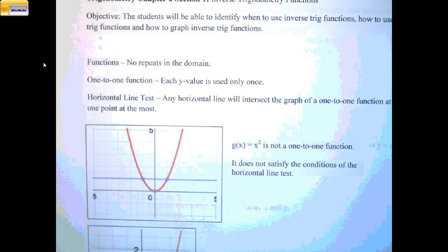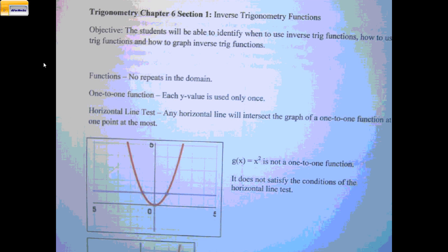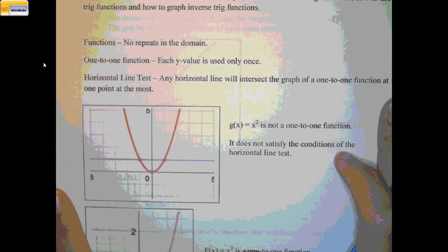You don't have to memorize the half angle identity. I would be very familiar with those double angle identities though. Alrighty, so today's notes. Chapter 6, Section 1. A lot of this stuff is just sort of review.